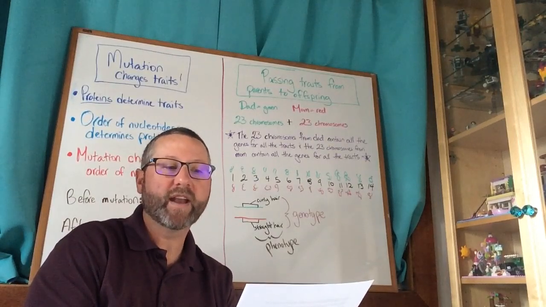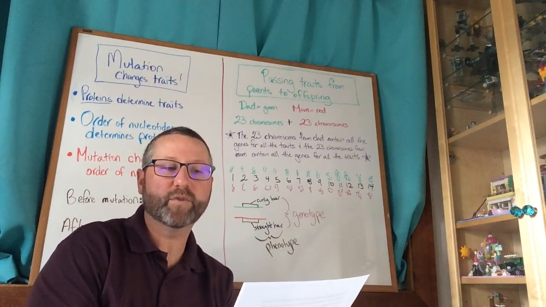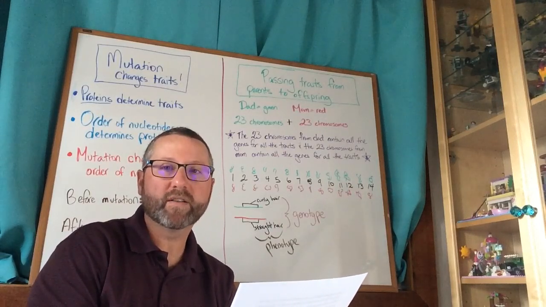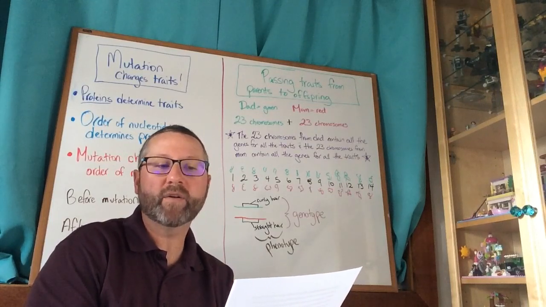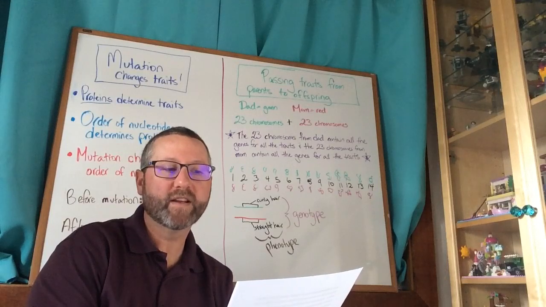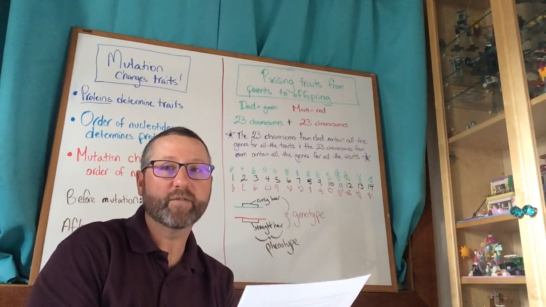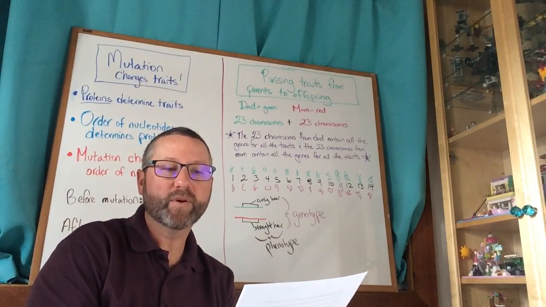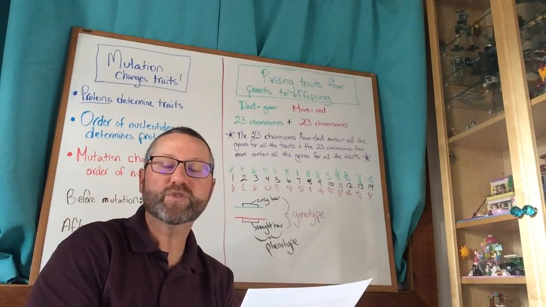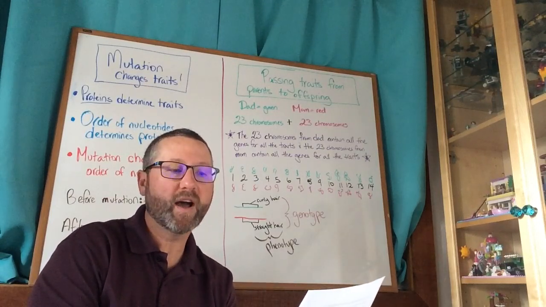Some traits that are inherited are stronger than others. For example, the trait for brown eyes is stronger than the trait for blue eyes. If you inherit the trait for brown eyes from one parent and blue eyes from the other parent, you're going to have brown eyes. Your phenotype will be brown eyes, but your genotype will be brown or blue eyes.